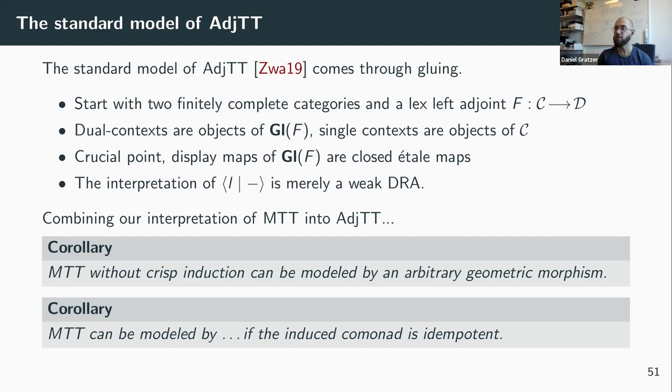But even better, it means that we can sort of combine our two results now, interpreting MTT into adjoint TT, interpreting adjoint TT into this model, and conclude that MTT without crisp induction can internalize an arbitrary geometric morphism. And by the way, it does interpret the full thing if the induced comonad is idempotent. So at least if you're working with Lex idempotent comonads, you can just sort of fearlessly work with MTT, even if you don't have an actual left adjoint lying around.